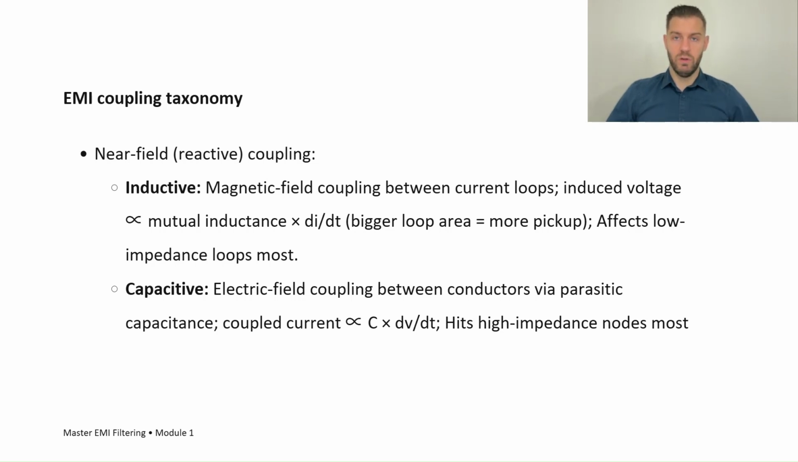Capacitive coupling, or electric field coupling, is coupling that happens between two adjacent conductors or between a conductor and a plane via parasitic capacitance that exists between those two wires, or between the wire and the plane, or between two planes. The coupled current is proportional to the capacitance multiplied by dV/dt. So how fast the voltage is changing on that line or on that node with respect to the other line will affect how much coupling there is. This hits high impedance nodes the most.